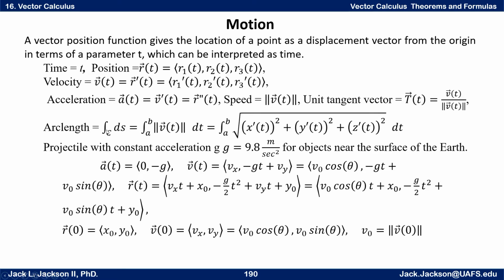The arc length of a curve is just integrate ds. Another way to get ds is the norm of the velocity dt. That's the square root of x prime squared plus y prime squared plus z prime squared. Take the square root of all that, integrate with respect to t from the beginning to the ending t.